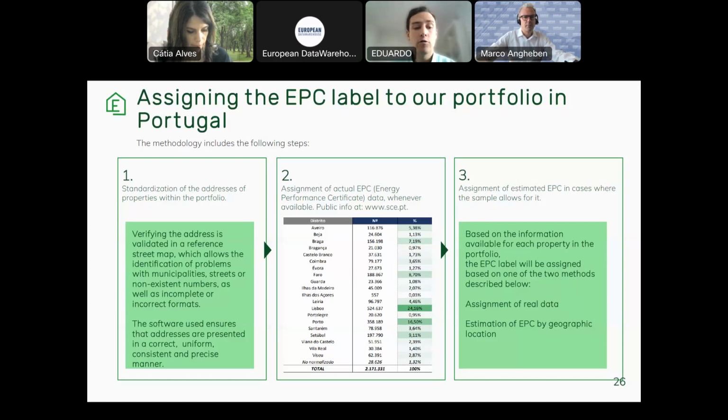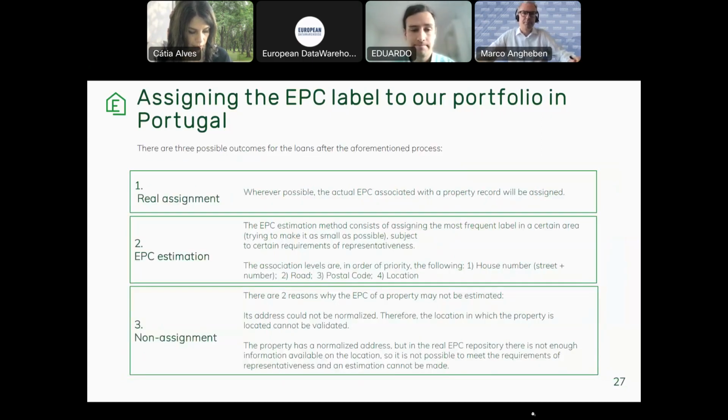For this, we have also used, together with the partner that helps us, a software that basically helps keep the information correct, consistent and precise. After we have this, we check what share of these properties can actually be assigned a real EPC, which is obviously a perfect case scenario. And if unfortunately this is not the case, then we have to work on estimating the EPC. So, can we move to the next slide, please?